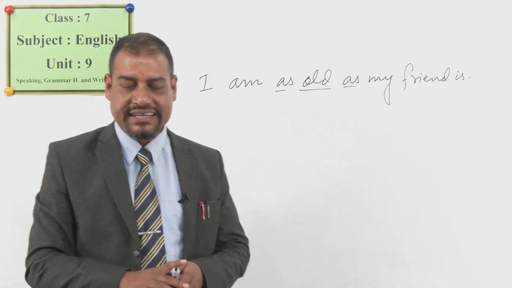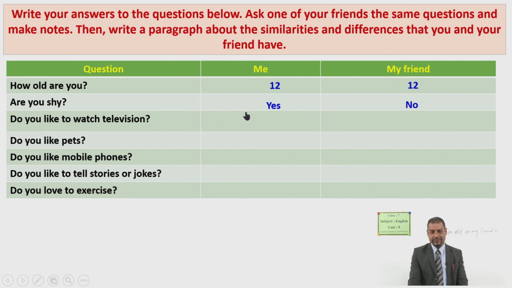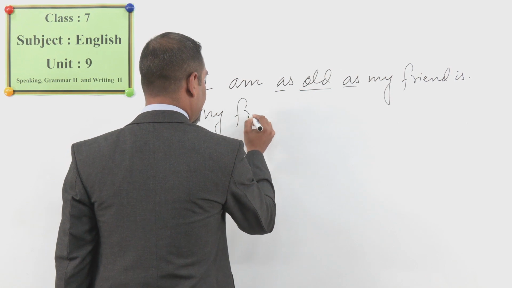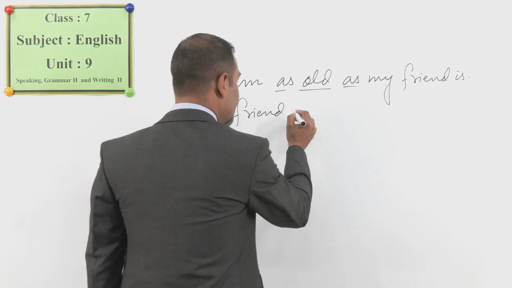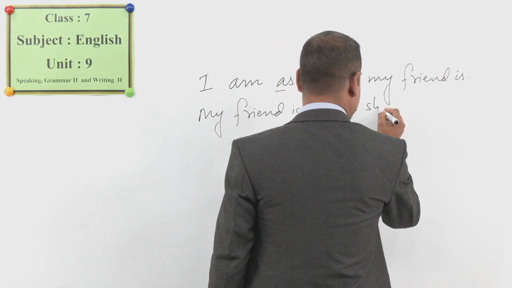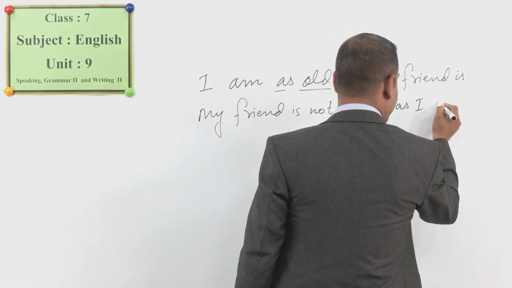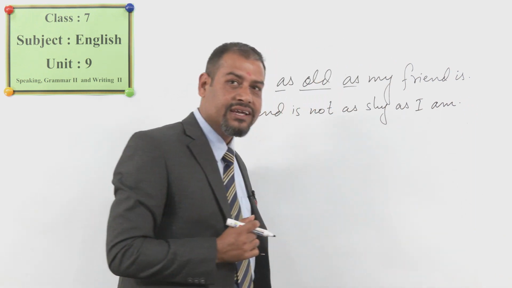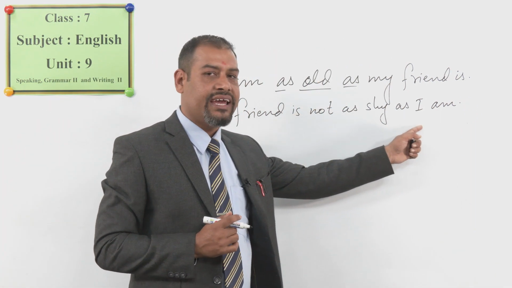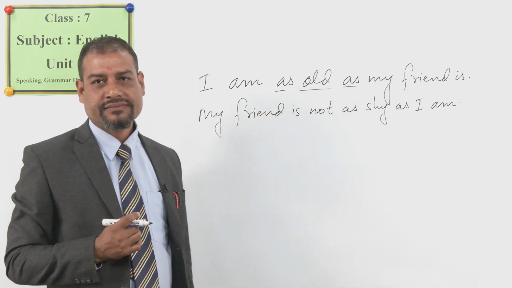Now you can see the second question. Are you shy? You say yes and your friend says no. So this is the difference. So what do you say? Now you can say, my friend is not as shy as I am. Okay? You can write down like this. My friend is not as shy as I am.